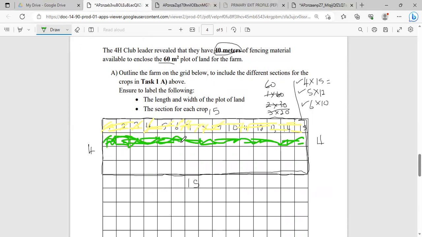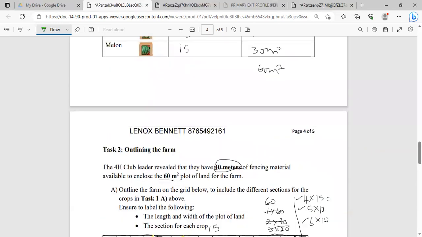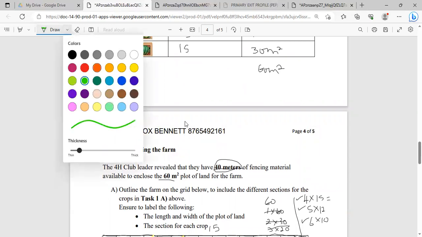So obviously it's 3 crop, so the rest would be for the melon. Melon, we're gonna use red, because when you cut the inside of a melon, it's red.